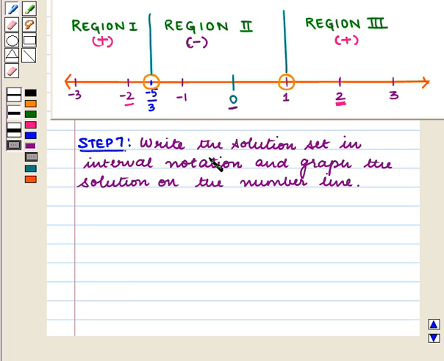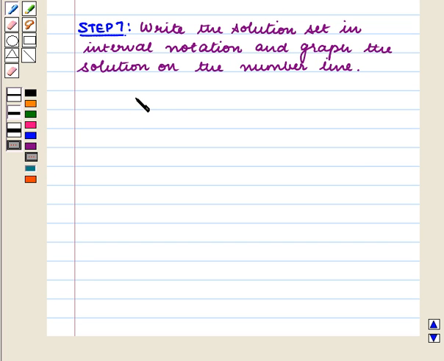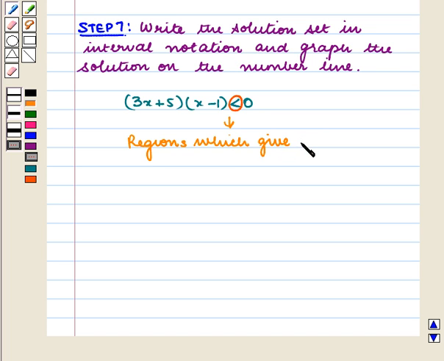Our next step is to write the solution set in interval notation and graph the solution on the number line. We have the inequality 3x plus 5 into x minus 1 is strictly less than 0. Here we have a strictly less than symbol. So we choose those regions which give values less than 0, that is, negative values.